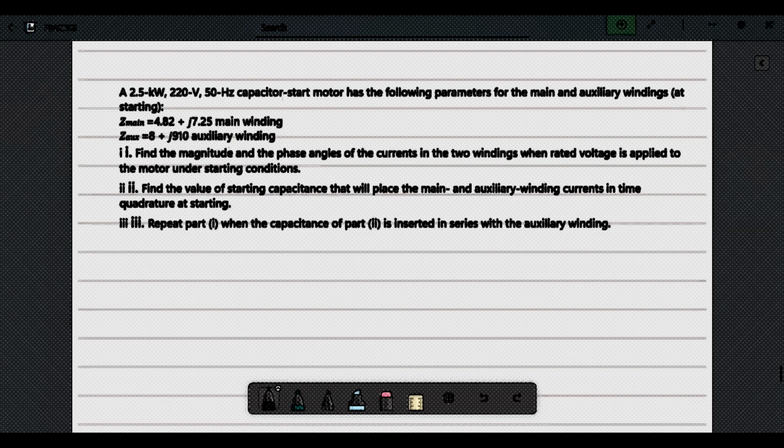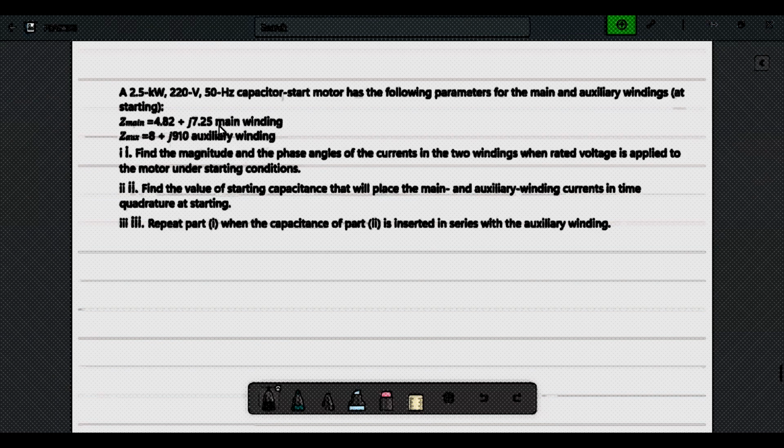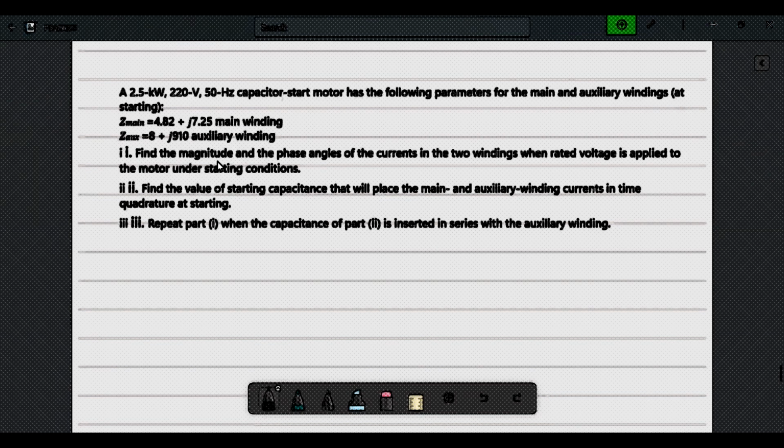On the resistive part it is 4.82, and on the reactive part it is 7.25. For the auxiliary winding, the resistance is 8 ohms plus a reactance of 10 ohms. The question asks us to find the magnitude and the phase angles of the currents in the two windings when rated voltage is applied to the motor under static conditions.